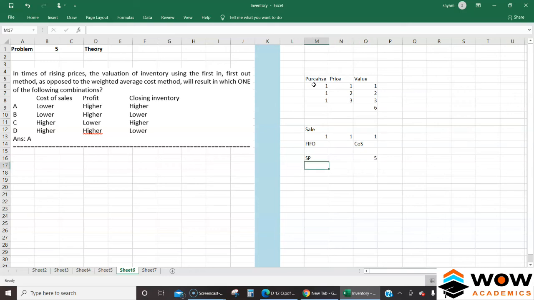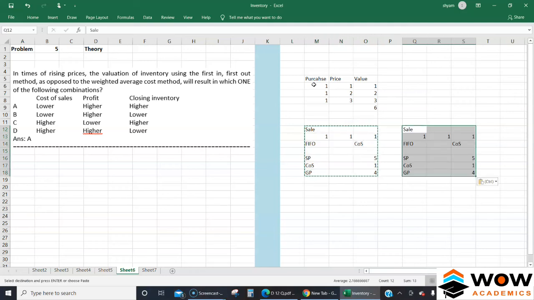Okay, so your cost of sales has been 1 rupee, so your GP would be 4 rupees. So this is for FIFO. Let's do the same kind of thing for the average method. Okay, for the average method, let's see how it works.